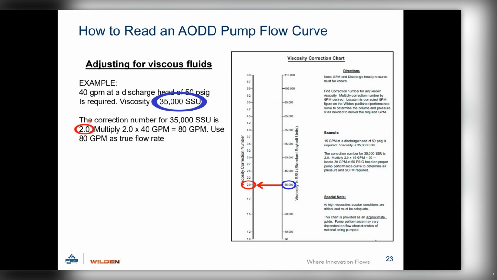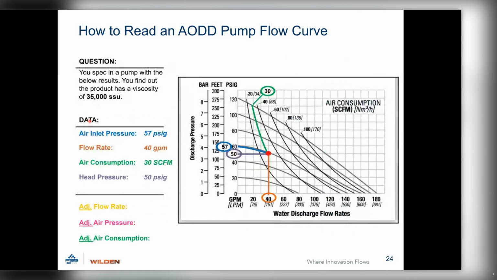So now instead of the customer needing 40 gallons per minute, the pump is going to need to perform at 80 gallons a minute to get that 40 GPM of the more viscous product. So that's how we adjust for the viscosity. So now that we know that, we take our 40, multiply that by 2, right? So you see how it moves everything further out. So it's going to now require additional inlet air pressure.